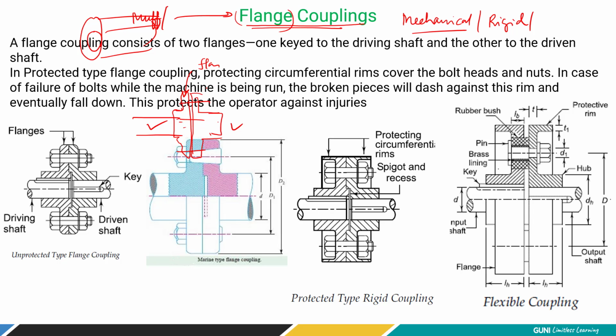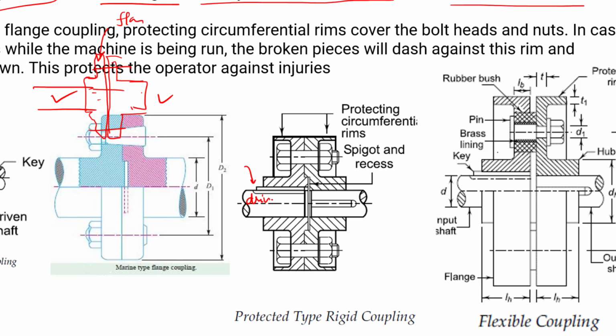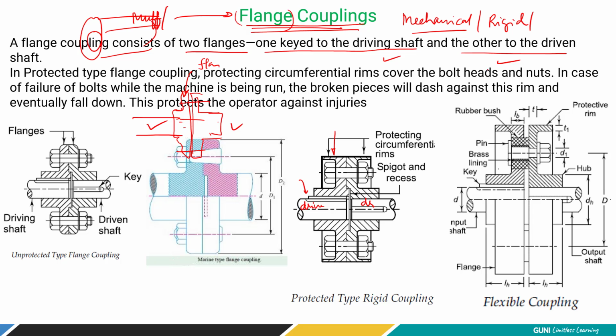Because these two elements are so constructed and used as a coupling device, they are referred to as flange coupling. A flange coupling consists of two flanges, one keyed to the driving shaft and another to the driven shaft, as shown in the figure. So this is, let's say, the driver shaft and the driven shaft. As per the definition, the flange coupling connects the driving shaft and driven shaft, keyed together with the flange. This is half of the flange coupling and this is the second half. Both connect the driver and driven shaft by keying to the shaft.